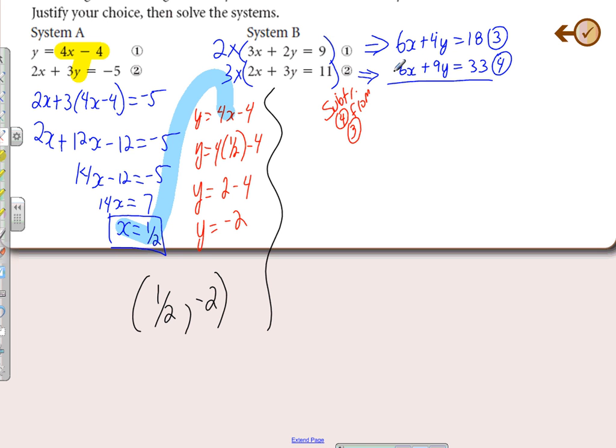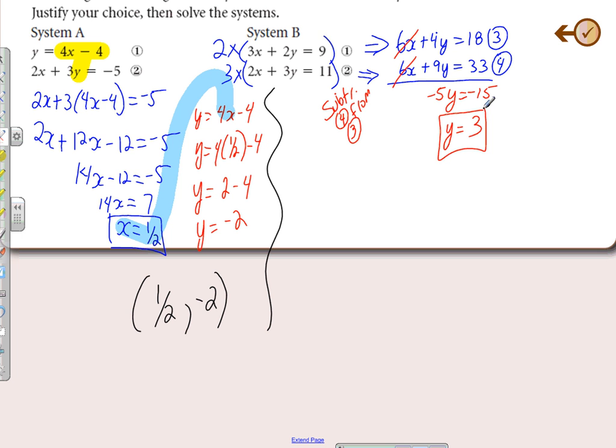6x minus 6x, those are gone. 4y minus 9y, that's going to give me negative 5y. 18 minus 33, negative 15. Divide by negative 5, y is equal to 3. Take a y of 3 and plug it back into either 1, 2, 3, or 4. You've got 4 options to put it into.